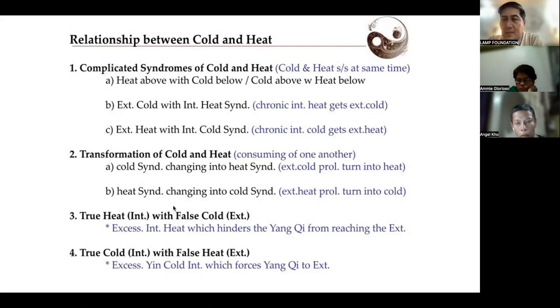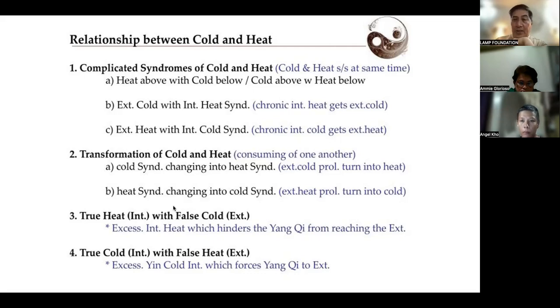Kasi nag-i-intertransform po ang yin sa yang. Okay? Lalo na pag sobrang init na, lalamig na naman yan. Exterior heat with interior cold syndrome. So chronic interior cold gets exterior heat. Then we have the transformation of cold and heat, consuming of one another. Cold syndrome changing into heat syndrome. External cold that is prolonged turning into heat. Yung heat syndrome changing into cold syndrome, exterior heat prolonged turns into cold.